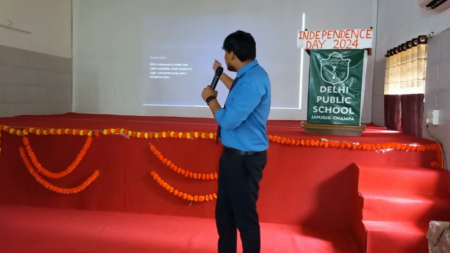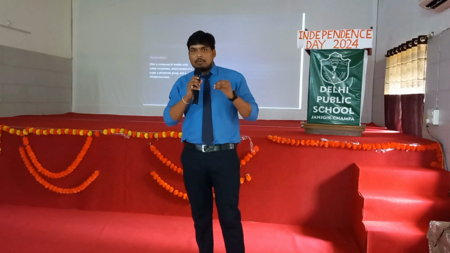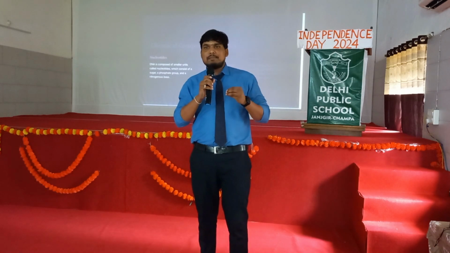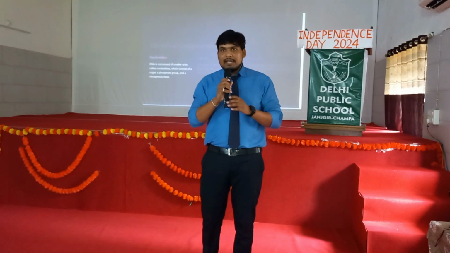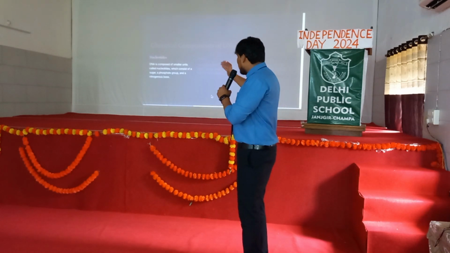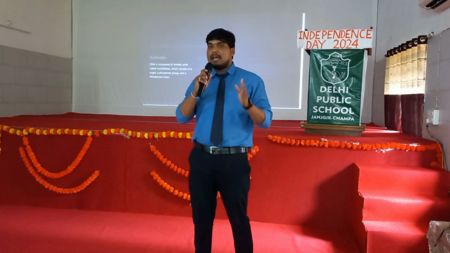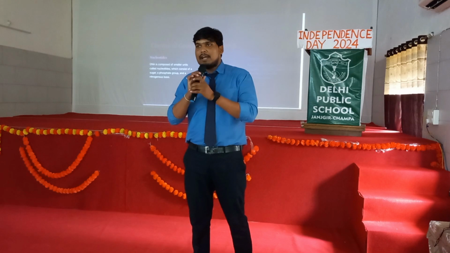So DNA is composed of a smaller unit, right? Everything in the world, everything in the universe, is made by the smallest unit. Like that, our DNA is also made by a smaller unit, and that smaller unit is called the nucleotide. This nucleotide contains sugar, phosphate and nitrogenous bases.